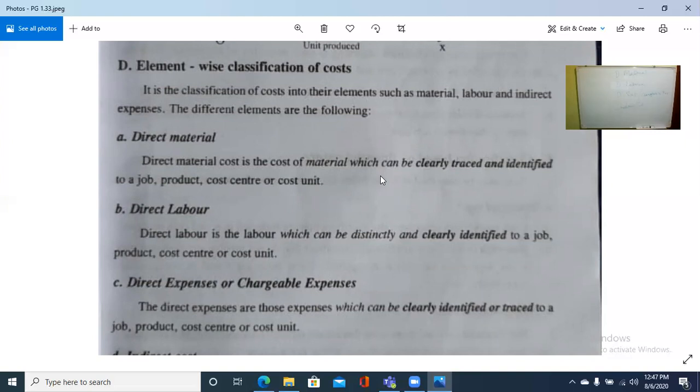So direct material is what? The cost of material which can be clearly traced and identified to a job, product, process, or a cost center or a cost unit. So easily identifiable.